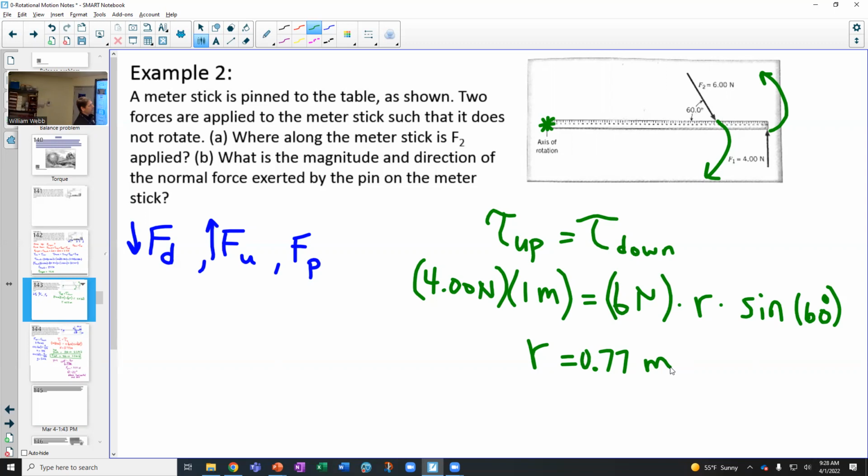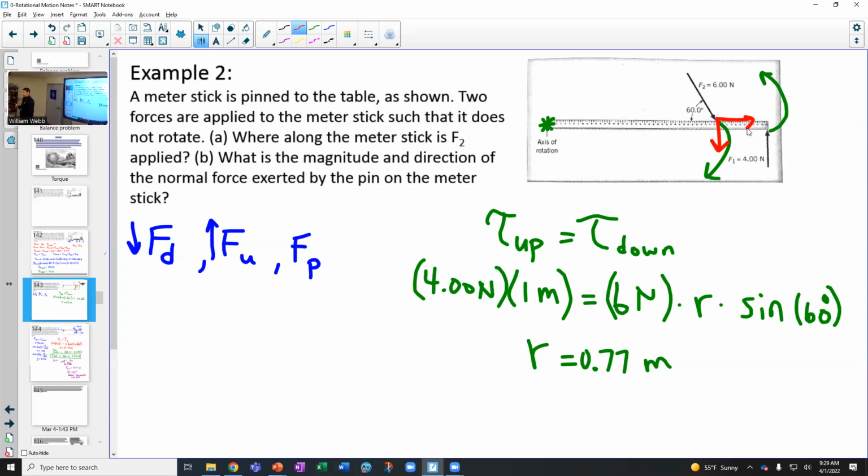Part B gets a bit trickier because it says, what is the magnitude and direction of the normal force exerted by the pin on the meter stick? So that pin is exerting a force. Now, if we think about this force, it's just up, right? I mean, not literally up from the ground, but kind of in the upward direction along the paper. But what about the angled 6 newtons? Yeah, it has a downward component, but it also has a component to the right. So this force is actually pushing down and to the right.